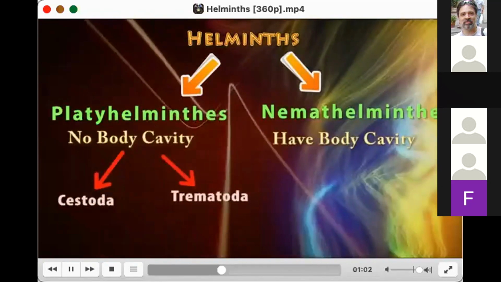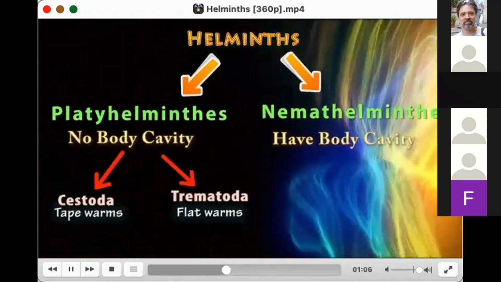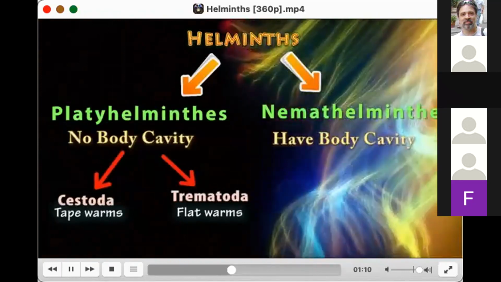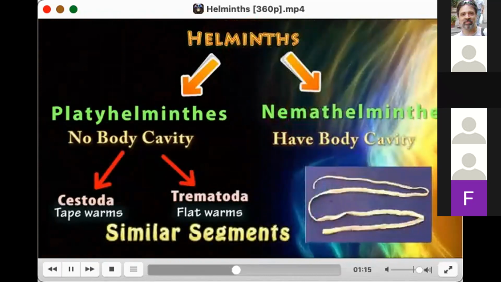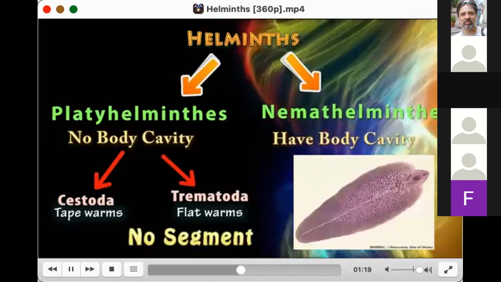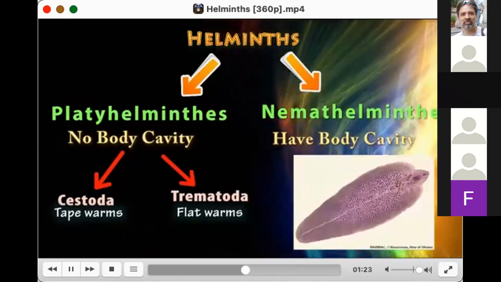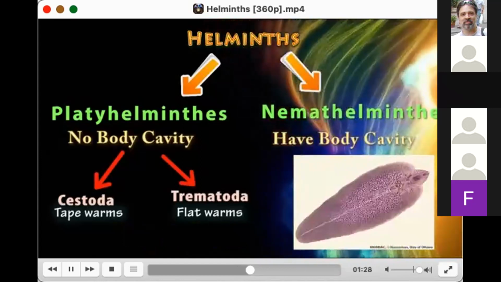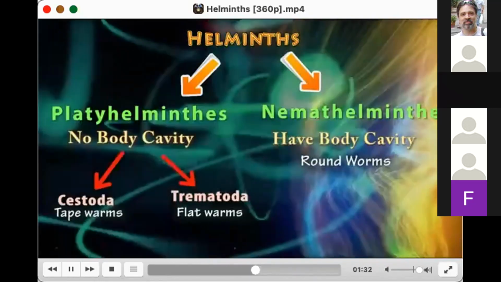Cestoda worms are also known as tapeworms, and trematode worms are also known as flukes. We can see similar segments in cestodes, but we can't see similar segments in trematode worms. Cestodes have suckers and male and female organs in one organism. Also, nemathelminthes are called roundworms.